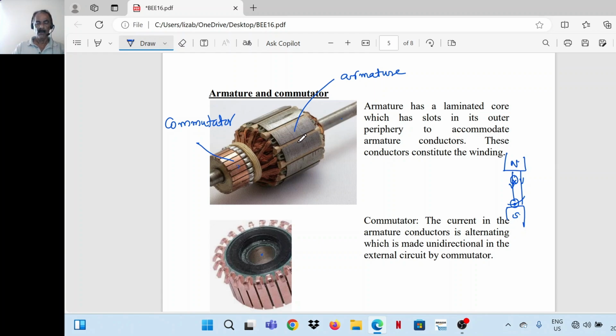So the core is made up of laminations, and the core has got slots in its outer periphery to accommodate conductors. The conductors are connected to this part of the machine, which is called the commutator. Its function is to make the alternating current in the conductors unidirectional in the external circuit.